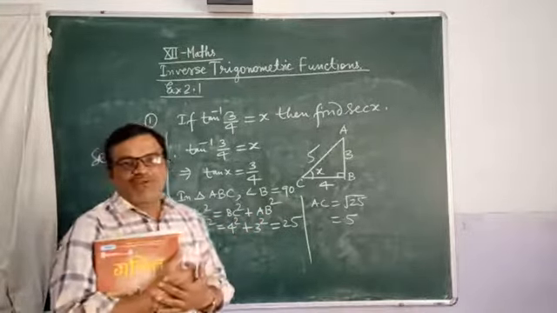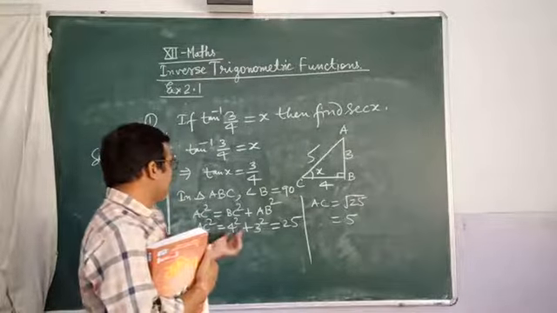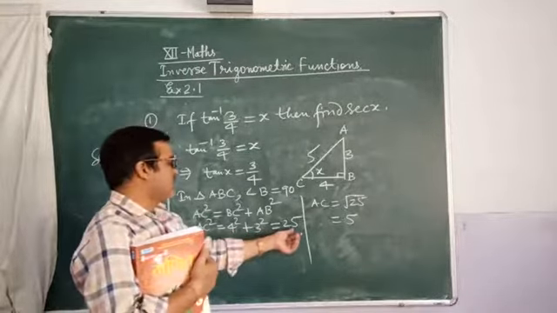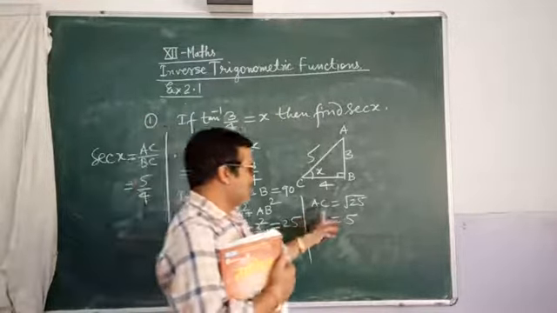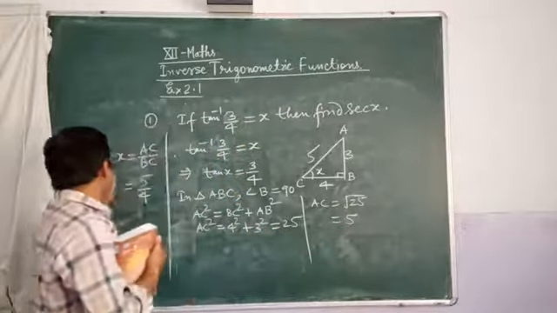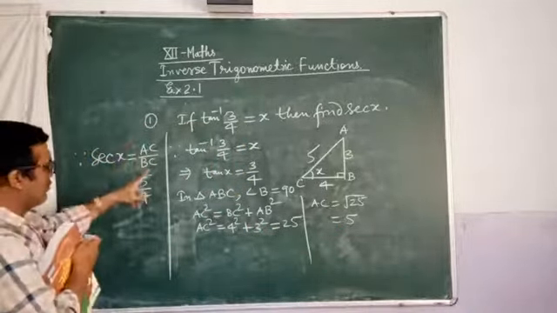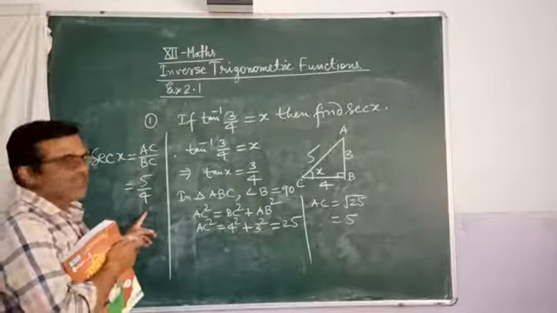Using Pythagoras theorem, hypotenuse whole square is equal to base square plus perpendicular square. We use Pythagoras theorem in the right angle triangle. AC square is equal to 4 square plus 3 square, that is 25. Therefore, AC is equal to under root 25, that is 5. Now, since we know that sec x is equal to hypotenuse upon base, that is 5 upon 4. It is our answer.